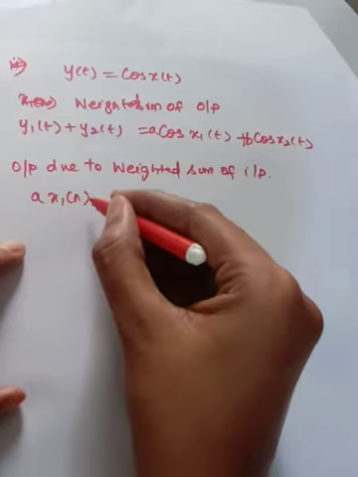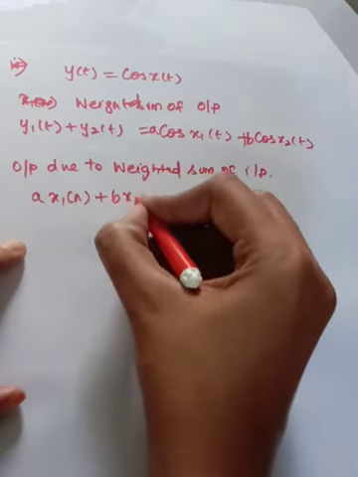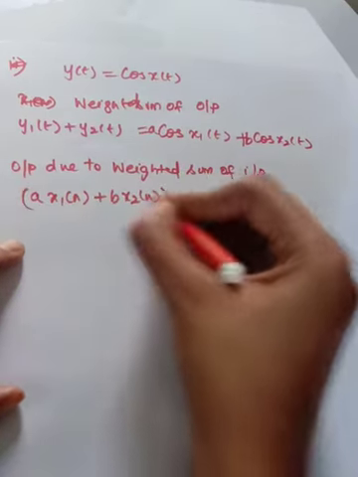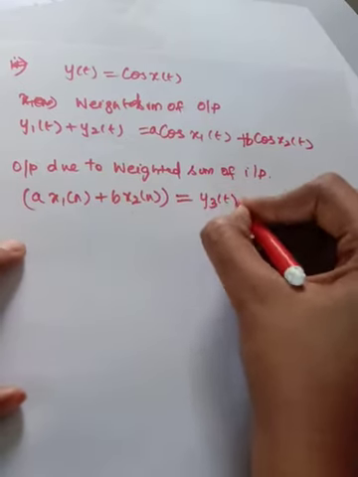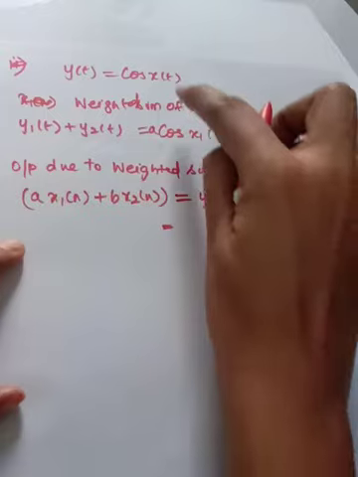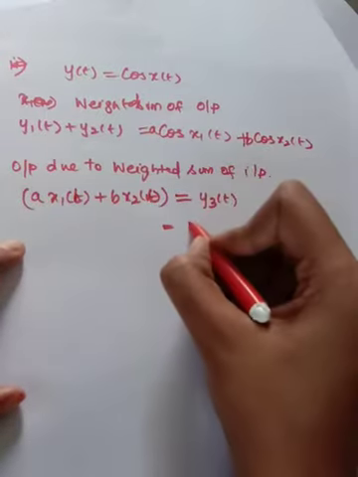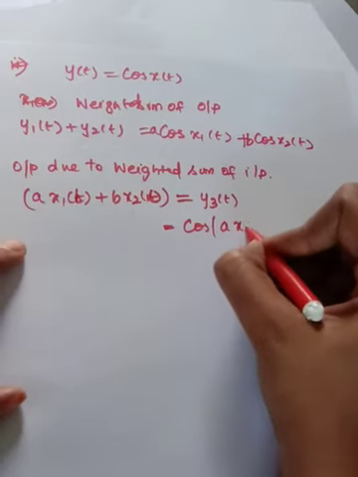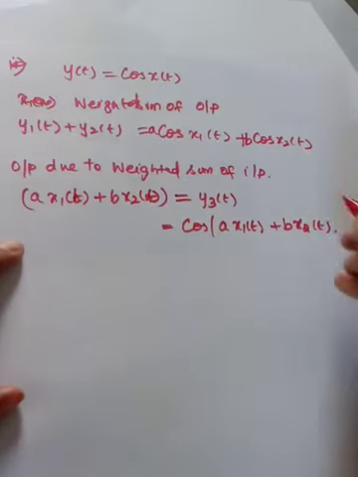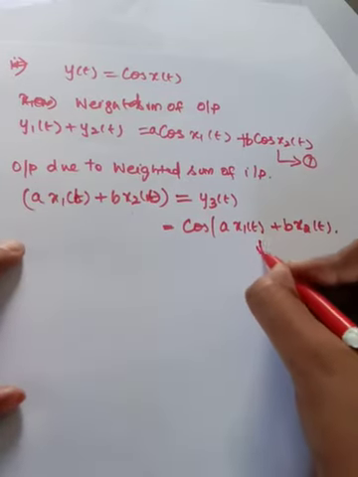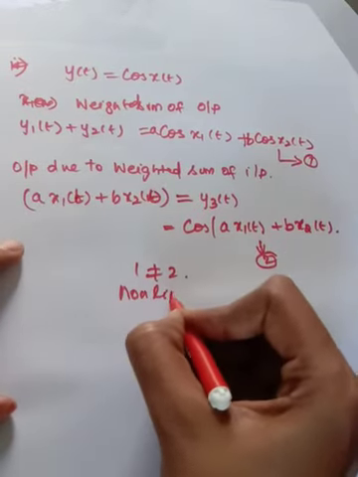Okay, so a x1 plus b x2 of t I need to give here as an input to this. So what will I get? I will obtain y3 of t. So this y3 of t is equal to, instead of x of t, I am going to apply a x1 of t plus b x2 of t. Okay, now see, this is equation 1 and this is equation 2, both are not equal, so it is a non-linear system.